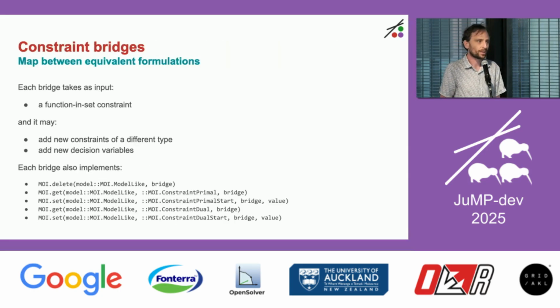So we came up with the idea of these bridges. And a bridge is a mapping between a function and set constraint into a set of new constraints, which are of different types. And it might also add some new decision variables. Each bridge also implements ways to delete the bridge and some getters and setters to pass attributes from one side of the bridge to the other and back again. Maybe they're primal starts, primal values, and dual starts and dual values.